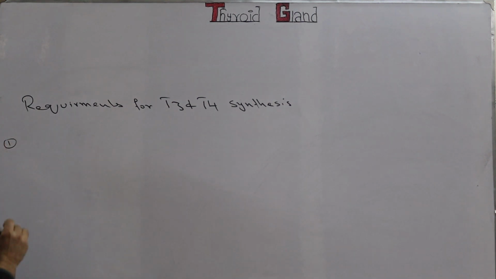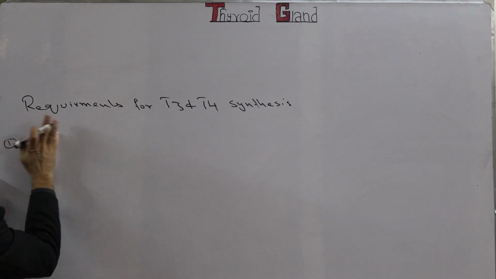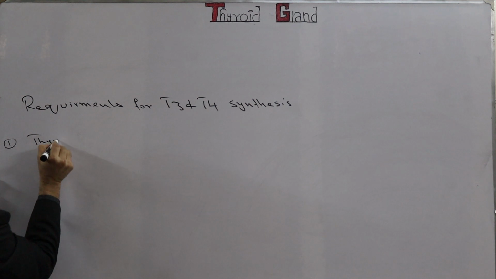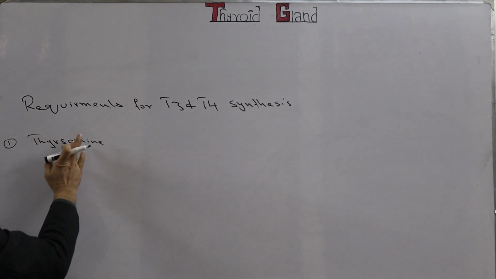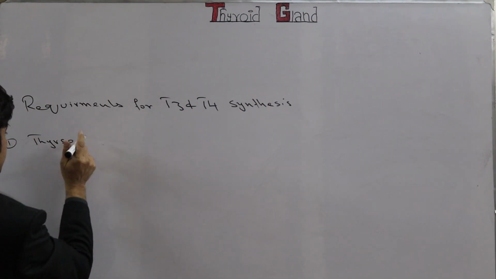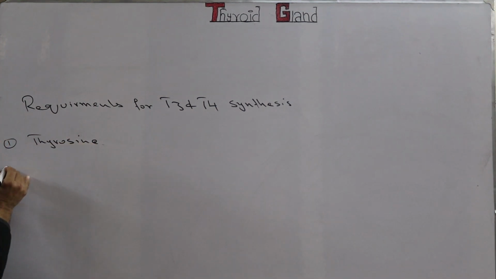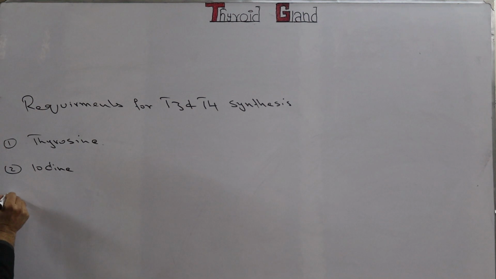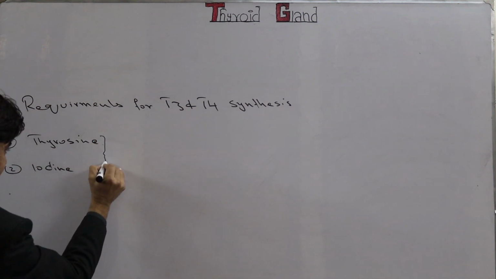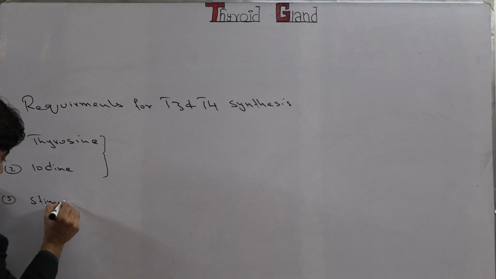The first requirement for T3 and T4 is the amino acid tyrosine. T3 and T4 are amino acid tyrosine derivatives. So the first requirement is tyrosine amino acid, and the second requirement is iodine atoms. Both these materials, tyrosine and iodine, we get from our diet. And the third requirement is a stimulus for their synthesis.